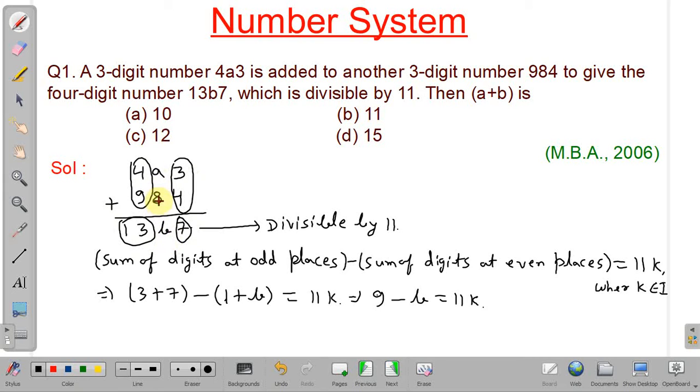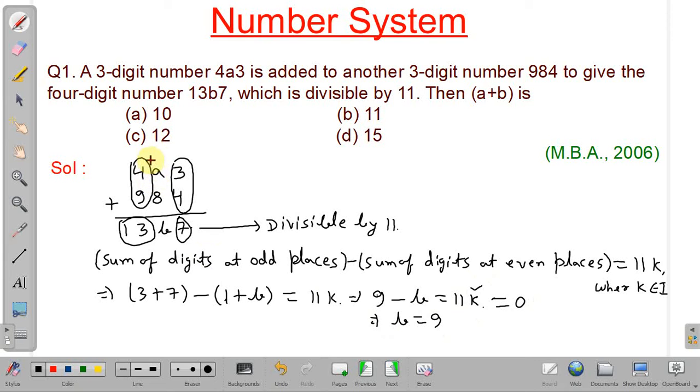Okay. So A plus 8 should be equal to B and B should be a single digit number. Okay. So if B is a single digit number, it cannot be 11 or minus 11. Okay. It should be 0. So from this we will get B equal to 9.